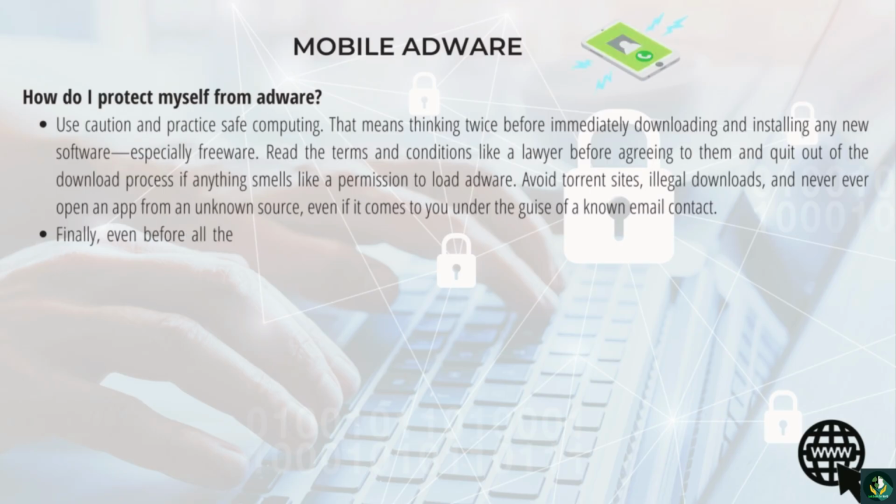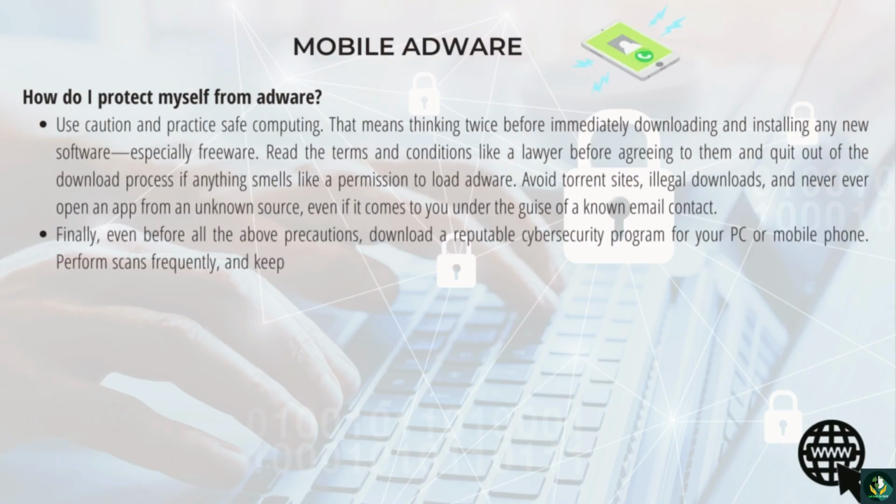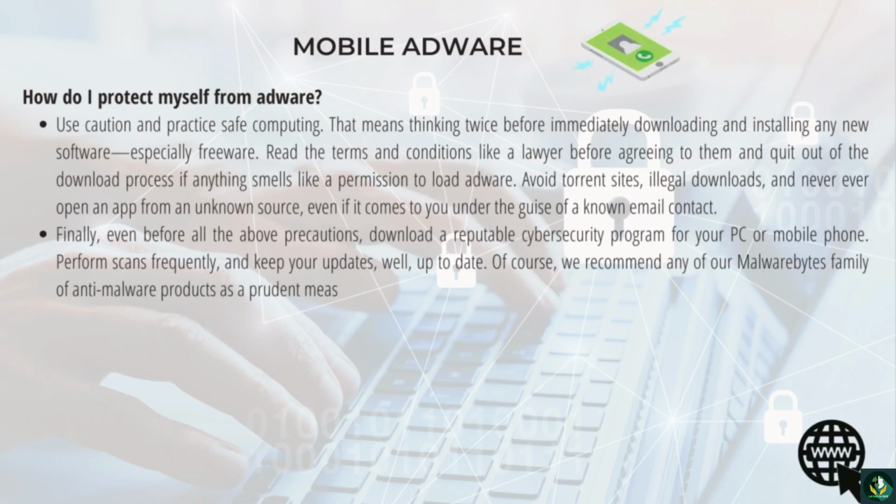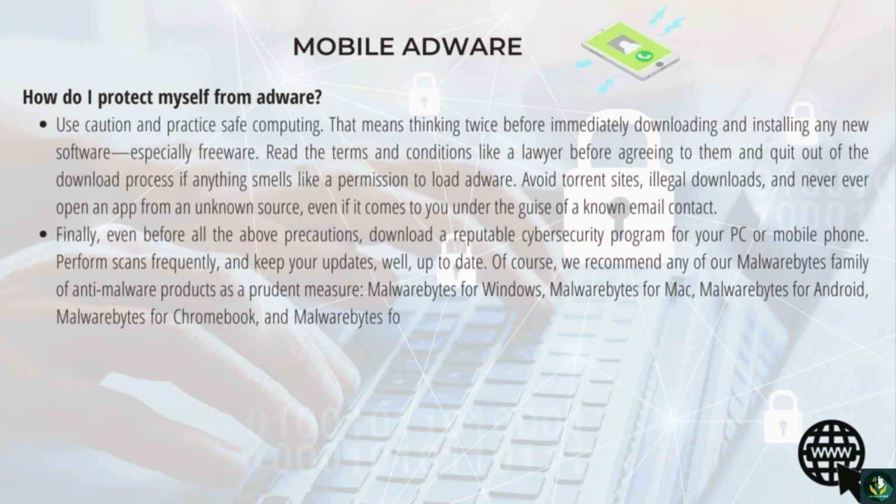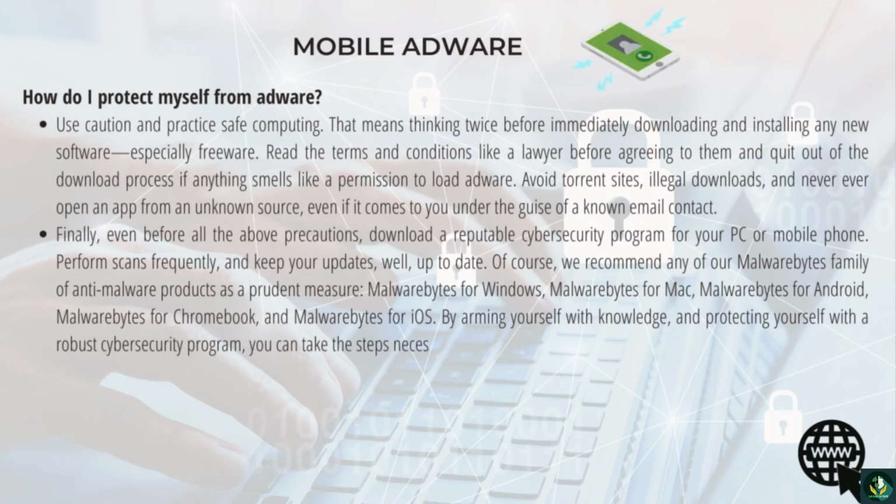Finally, even before all of the above precautions, download a reputable cybersecurity program for your PC or mobile phone. Perform scans frequently and keep your updates up to date. Of course, we recommend any of our Malwarebytes family of anti-malware products as a prudent measure: Malwarebytes for Windows, Malwarebytes for Mac, Malwarebytes for Android, Malwarebytes for Chromebook, and Malwarebytes for iOS. By arming yourself with knowledge and protecting yourself with a robust cybersecurity program, you can take the steps necessary for an adware-free life online. See all of our reporting on adware at Malwarebytes Labs.